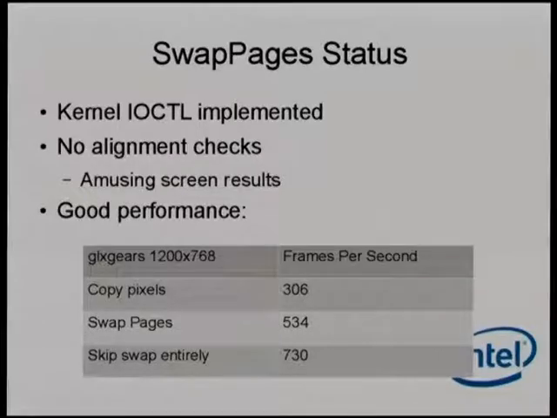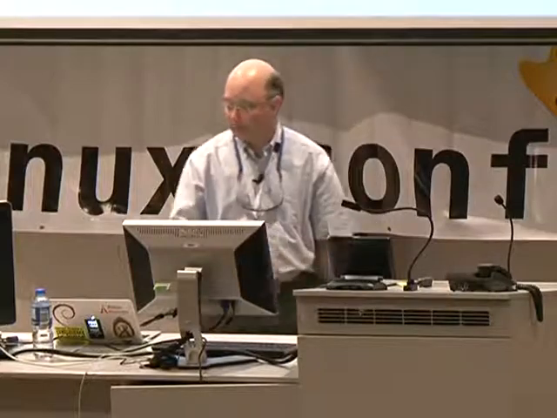To do the copy pixels for a window that almost covers my screen is 300 frames a second with the application. To do the swap pages, I got 534 frames a second. But to skip the swap entirely, just keep painting the same back buffer and not do anything, was 730 frames a second. So I'm like halfway, more than halfway, from the copy to doing nothing. So things are doing pretty good.